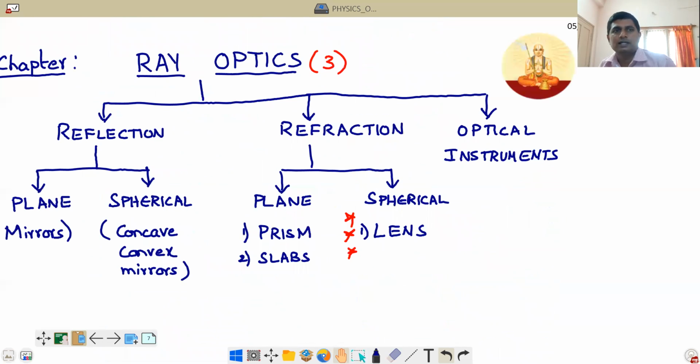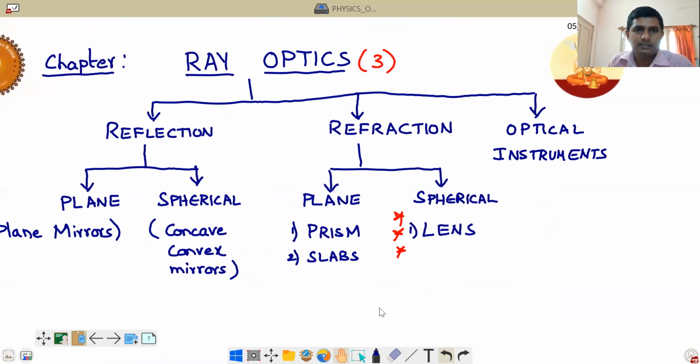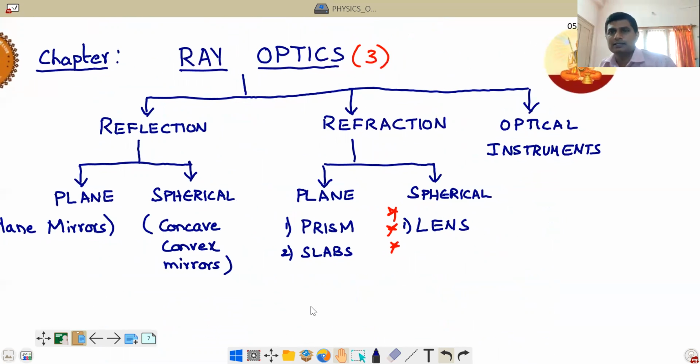Afterwards, we'll start with our chapter called ray optics. This is a specific chapter. I don't know the chapter number, but there is a chapter in your textbook. Please purchase the textbooks, the second year textbooks. So, ray optics. And there is one more chapter called wave optics or physical optics.